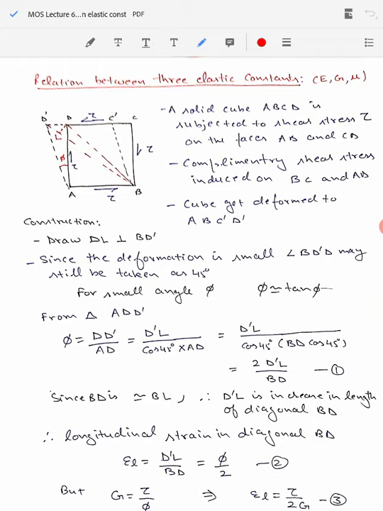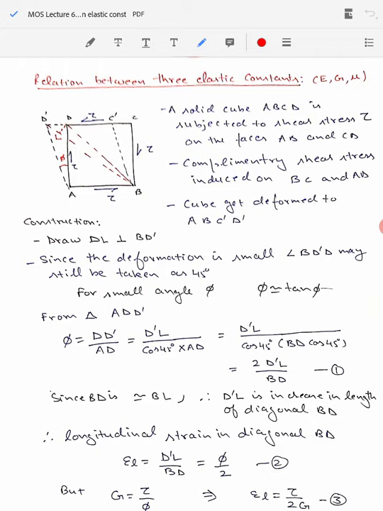Now because of these shear stresses, this cube will get deformed, and it will take the shape of this parallelogram, like ABC'D'. Now let's do some construction. Let's draw the diagonal of the original cube ABCD, that is BD, and the diagonal of the deformed shape, that is parallelogram, that is BD'. So we have drawn these two diagonals.